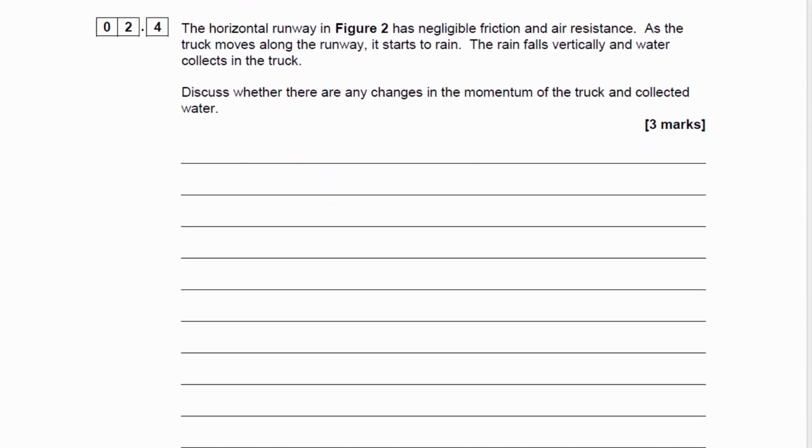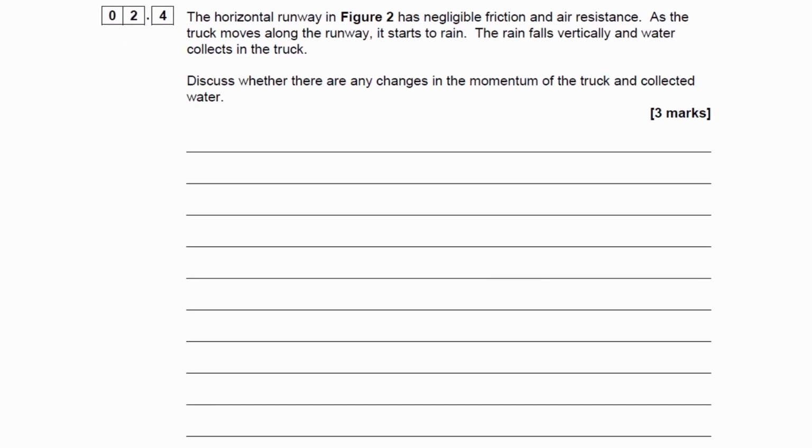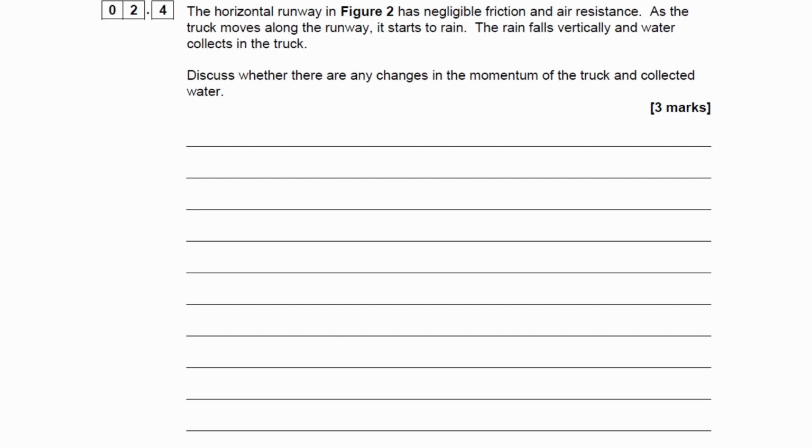And for the final part, for 2.4, the horizontal runway in figure 2 has negligible friction and air resistance. As the truck moves along the runway, it starts to rain. The rain falls vertically and water collects in the truck. Discuss whether there are any changes in the momentum of the truck and collected water.